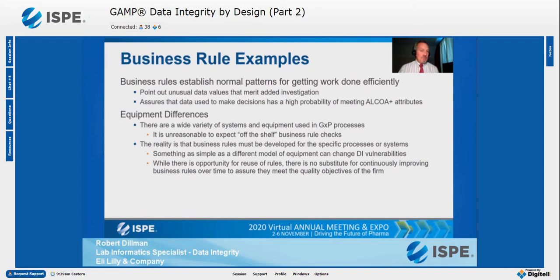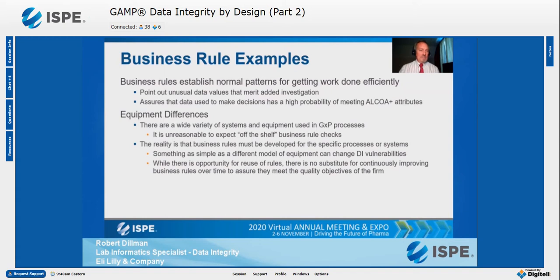As far as equipment differences, there are a wide variety of systems and equipment used in GXP processes. It is unreasonable to expect off-the-shelf business rule checks. Vendors just don't put them in their systems. Occasionally you might find one. Sometimes the more sophisticated, like eLab notebooks, may have some things that flag problems, if they're really sophisticated, but most lab systems just won't have them.